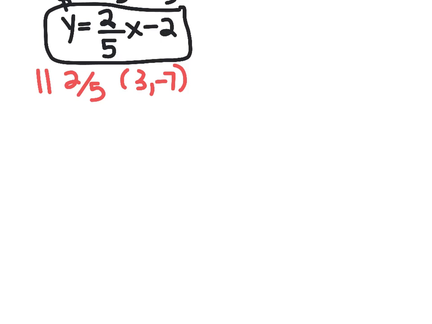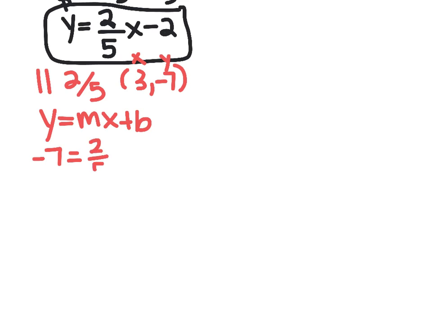Alright, so y equals mx plus b. Y would be negative 7, x would be 3. M, our slope, because it's parallel, would be the same, 2/5. And the y-intercept is what we're missing. We don't know what b is. Okay, so go ahead and multiply these.